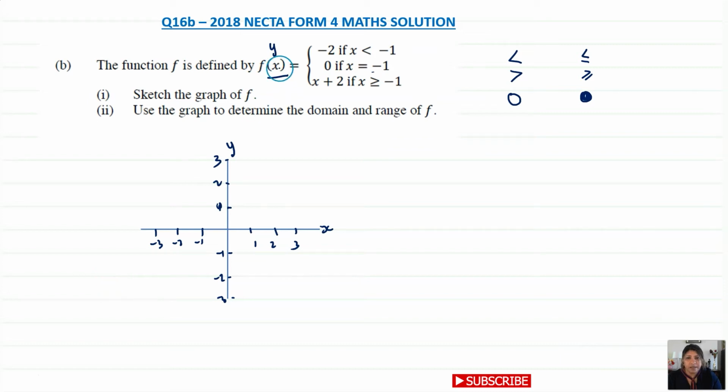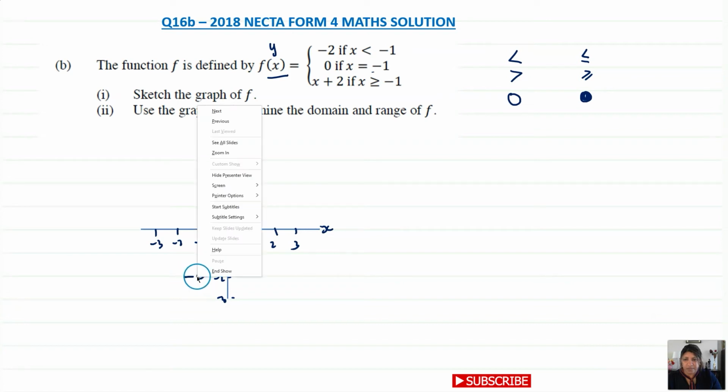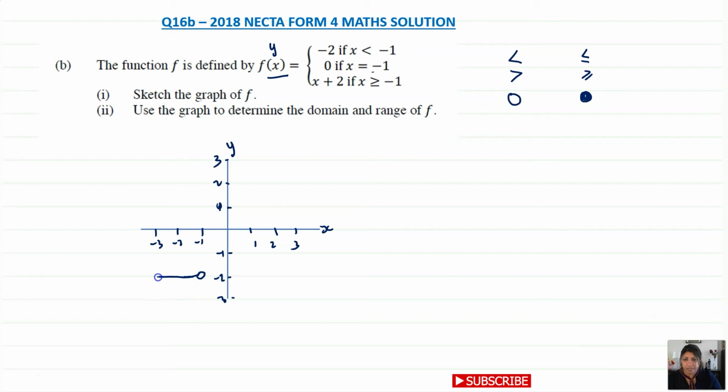Now we're told when f(x) is -2, x is less than -1. So where is f(x) equals -2? Everywhere along this line, a horizontal line. But we can't have all values of x because x has to be less than -1. So we go to x equals -1, y equals -2, and we draw a white circle. And everything from that point all the way to -infinity is good for that part.